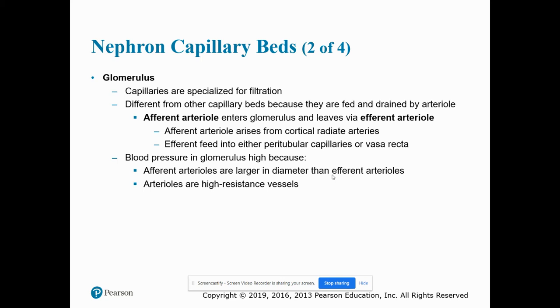The afferent arteriole arises from cortical radiate arteries, and the efferent is going to feed into either the peritubular capillaries or the vasa recta. That's going to depend upon whether we're talking about a cortical nephron or a juxtamedullary nephron. If it's a cortical nephron, it's going to feed into peritubular capillaries. If it's a juxtamedullary nephron, it's going to feed into vasa recta. The blood pressure in the glomerulus is high because the afferent arterioles are larger in diameter than the efferent arterioles, and arterioles are high resistance vessels.